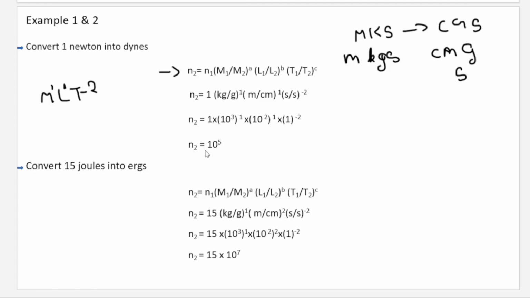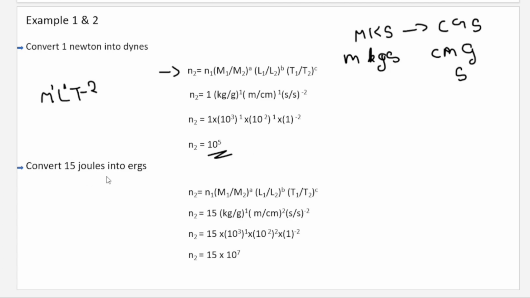So N2 is equal to 10 to the power 5 because 10 to the power 3 into 10 to the power 2 we get 10 to the power 5, and 1 whole minus 2 is 1. So 10 to the power 5 is the answer. Let's look into the next example.